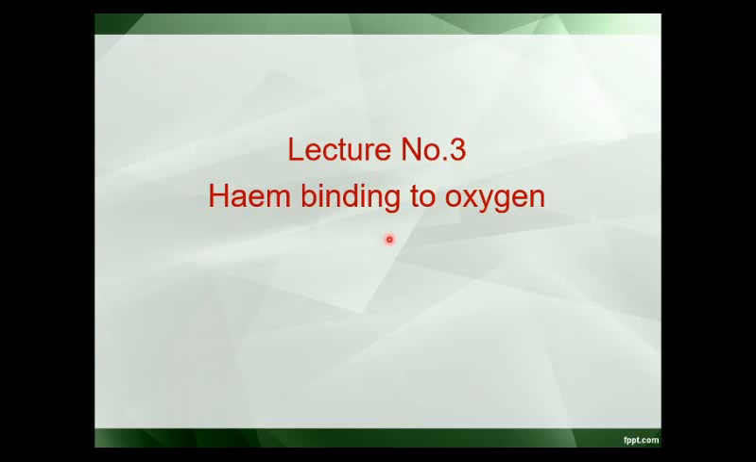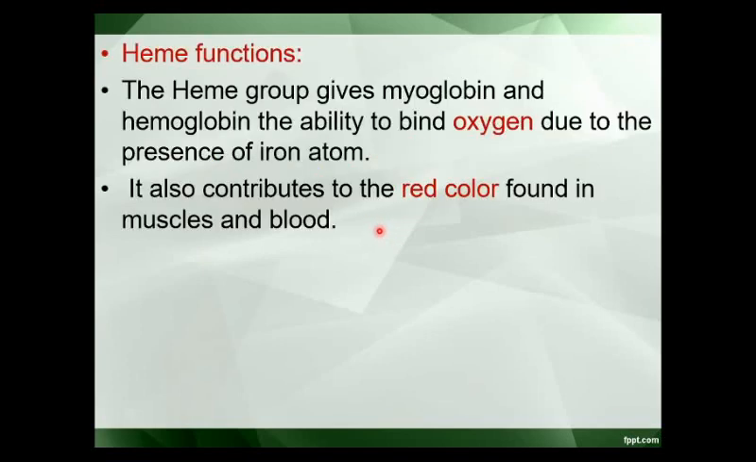Heme binding to oxygen. Heme function. The heme groups give myoglobin and hemoglobin the ability to bind oxygen due to the presence of the iron atom. So what is the function of the heme group? The heme group gives myoglobin and hemoglobin the ability to bind oxygen due to the presence of the iron atom.